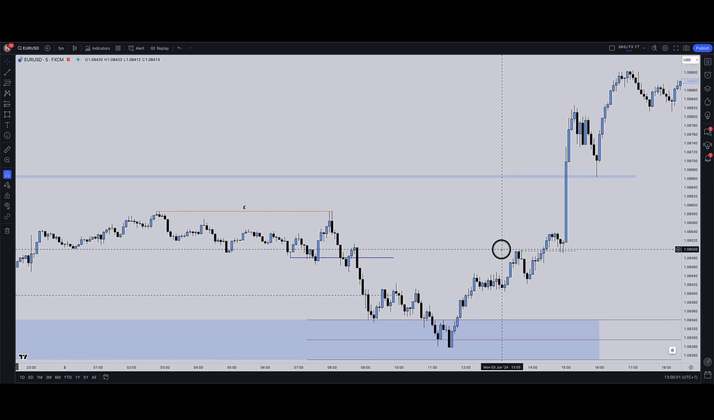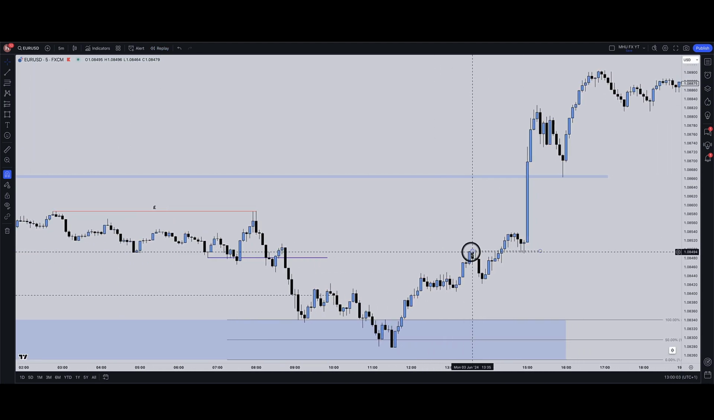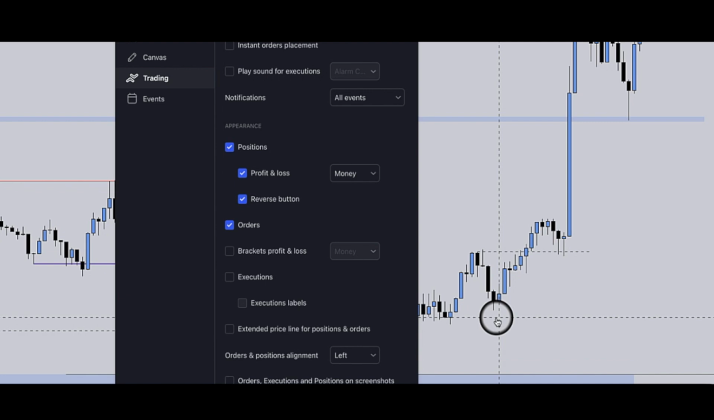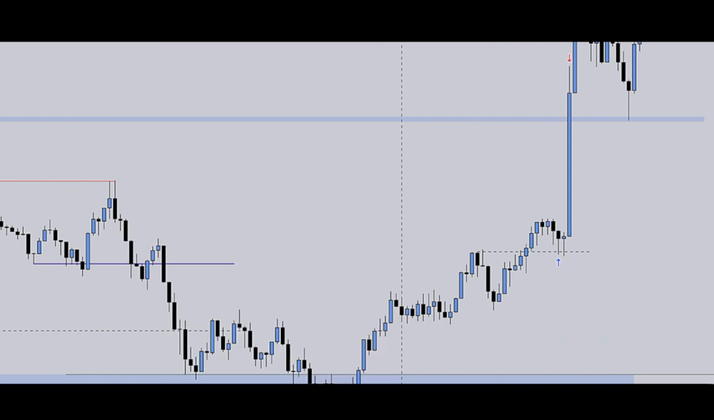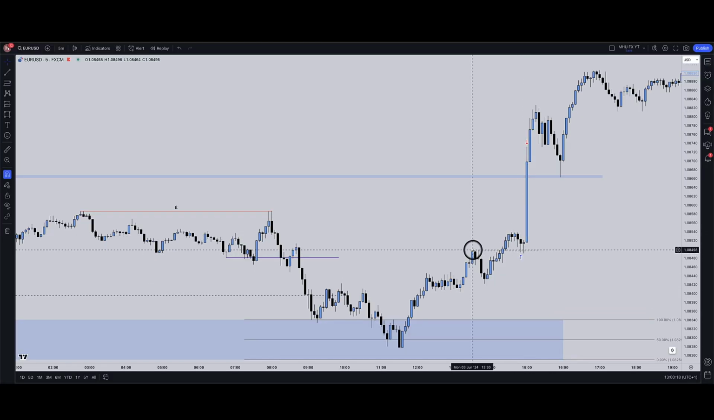All right, guys, so this is where we were looking at. Let's go ahead and put my executions on so you guys can see what went down. So you can see this is where I entered. I entered right here. You guys can see that blue arrow that comes up. This is where I entered when price dropped down into this sell candle here.